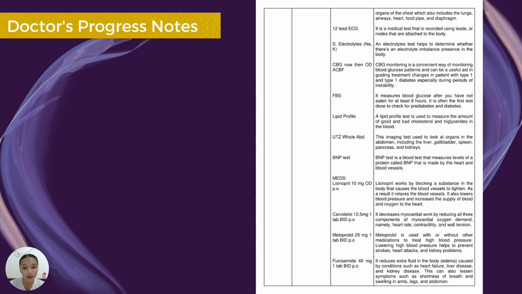And furosemide, 40 milligram, one tab, twice a day per OS. This will reduce extra fluid in the body or the edema caused by conditions such as heart failure, which is the condition of our patient today, and liver disease and kidney disease. This can also lessen symptoms such as shortness of breath and swelling in arms, legs, and abdomen.